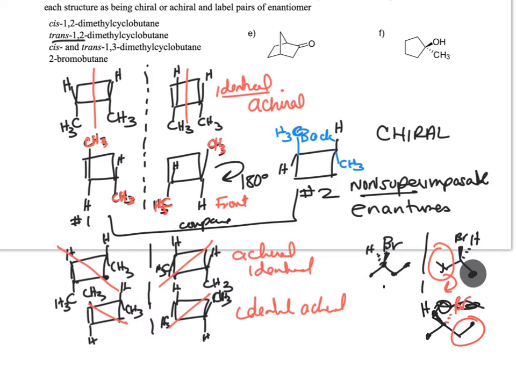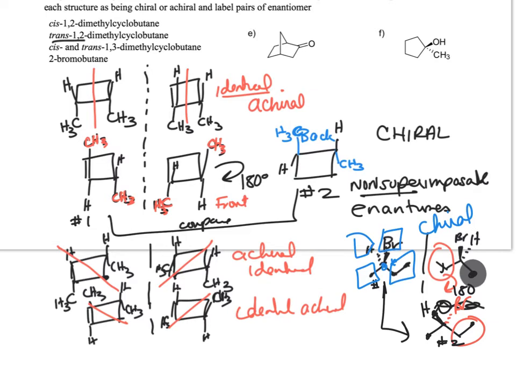And then you would compare these two, the rotated 180-degree mirror image and number 1. Also, you can just look at this and say, okay, this is an asymmetric center. We got bromine, we got ethyl, we got methyl, we got hydrogen. So if you didn't want to fool with the mirror image, you could just say we have one asymmetric center, so this is definitely a chiral molecule.